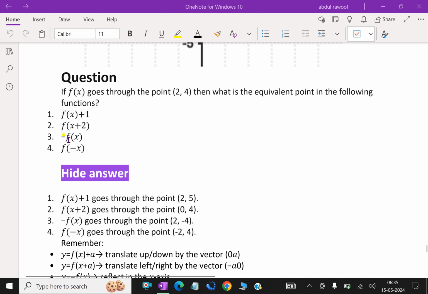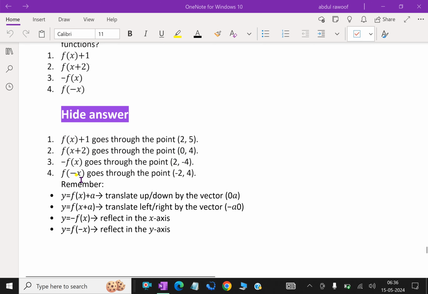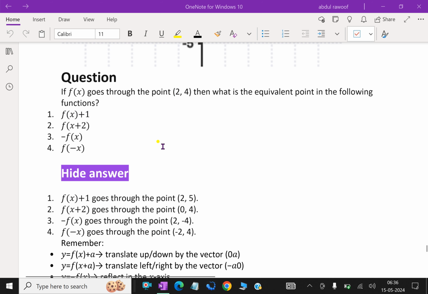Next one, minus f of x becomes what? Minus f of x goes through the point where x is not changed, and y becomes minus 4 because of the minus outside, minus f of x. Then f of minus x goes through the point where x is minus 2 and y is 4, which means it is reflected about the y-axis.